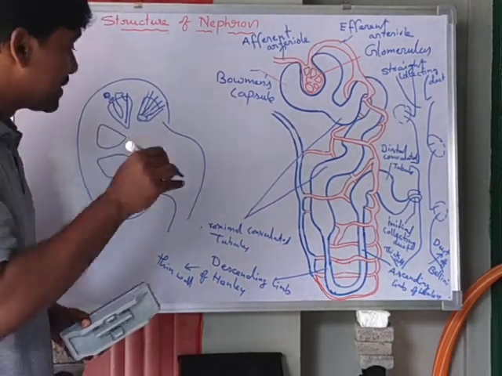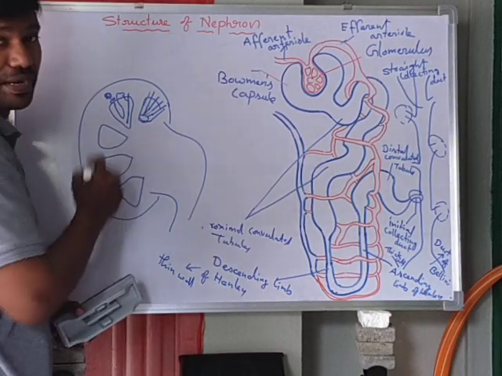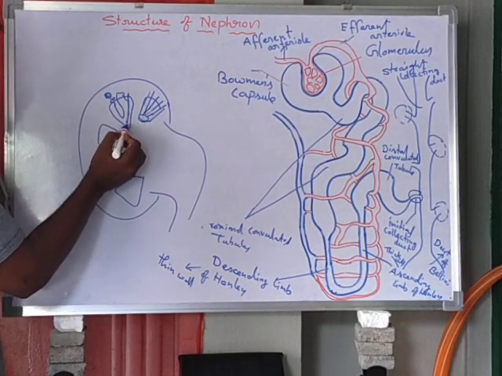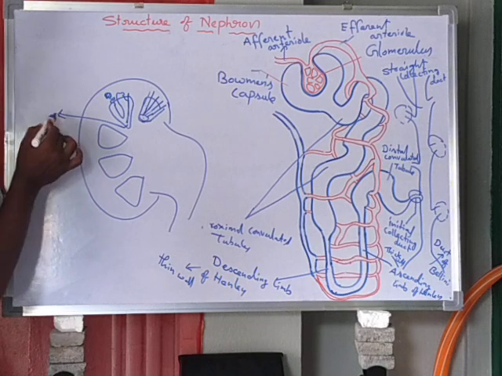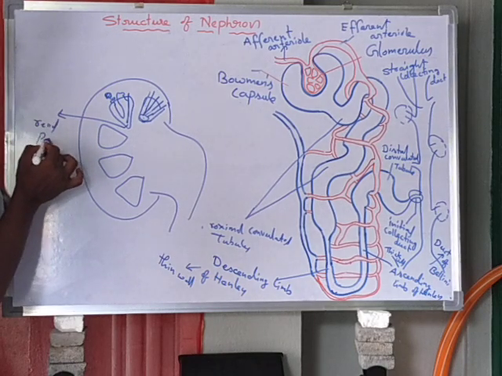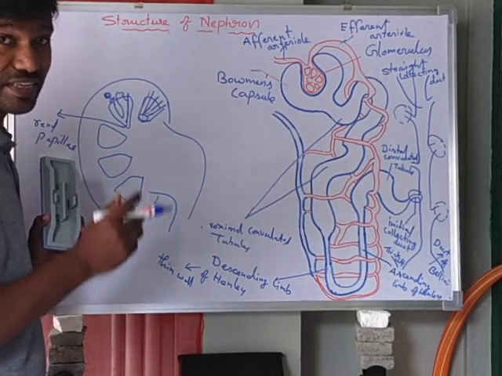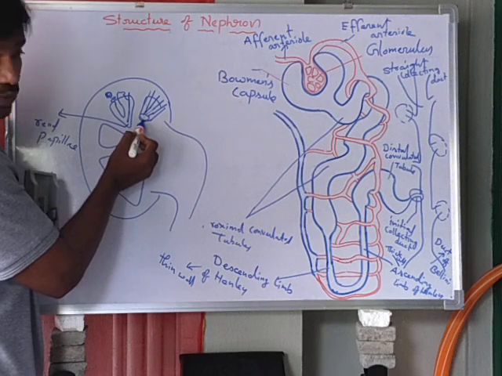The duct of Bellini opens into the renal papilla. This one is the renal papilla, which we discussed in the previous video. The base of the pyramid is called the renal papilla. So these ducts of Bellini open into the renal papilla.